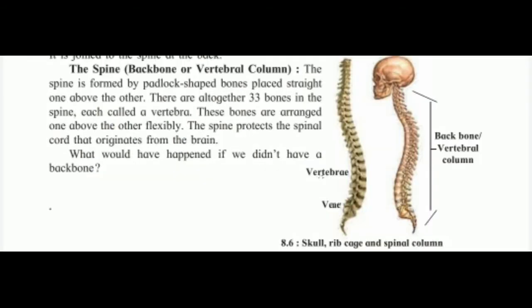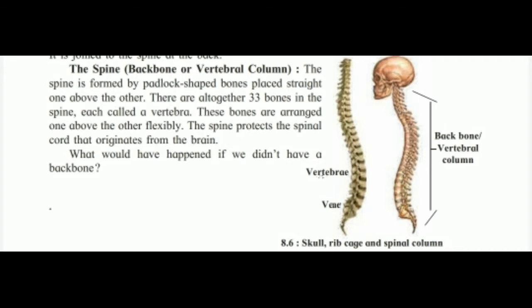Now the third type of bones which form the spine. This spine is also present on either side of central axis. Hence it belongs to axial skeleton. The spine is formed by the padlock shaped bones which are placed straight one above the other. There are altogether 33 bones in the spine. Each bone is called as vertebra. These bones are arranged one above the other flexibly.